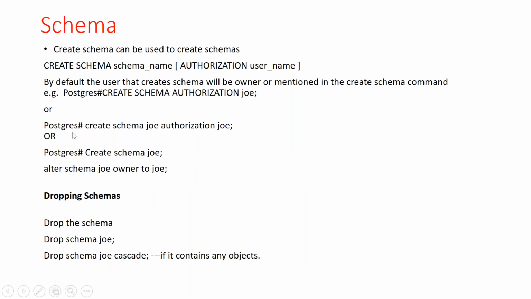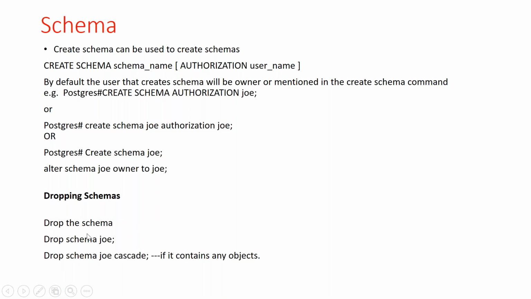Once you create a schema, by default the owner becomes Postgres. So later on you can change the owner. Later on you can just say alter schema Joe owner to Joe. Or in the beginning also you can make it, but that user should already be there. And the same way you can drop the schema as well.